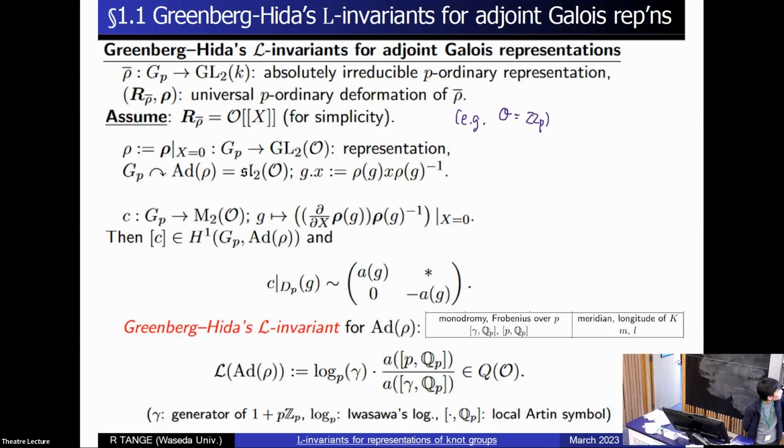We can easily see that this class can be regarded as a one cocycle, and by restricting this map to the decomposition group over p, we can regard it as upper triangular matrices with the diagonal entry equal to 0. So by using this entry, we can finally define the L-invariant for the adjoint representation. And the important part is this fraction. The denominator is the monodromy over p, and the numerator is the derivative over p. And we would like to use that dictionary.